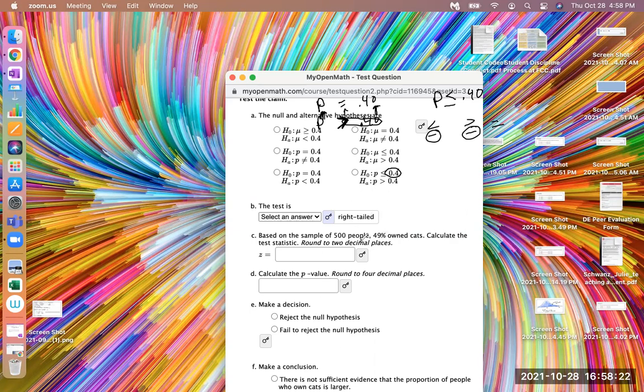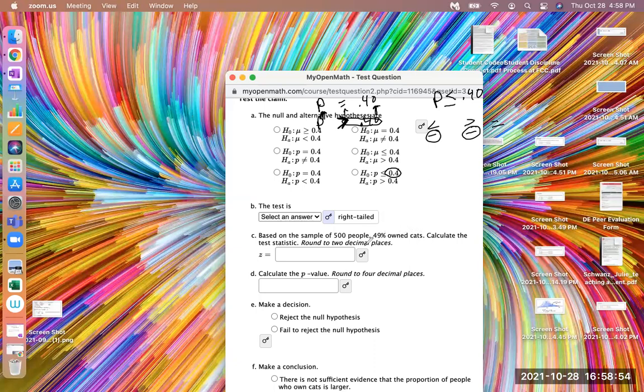Then if I'm looking at my sample, what is the number of people in my sample? Michelle, do you know what number we want to put in here? Sorry, I was doing the test. What was your question? Okay, so it asks us for an X value. It says the number of successes in the sample. And we're reading here, based on a sample of 500, 49 people own cats.